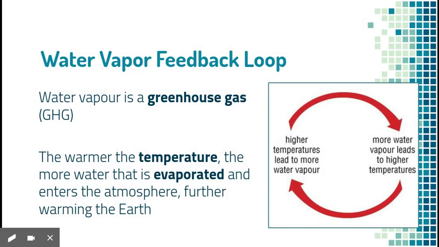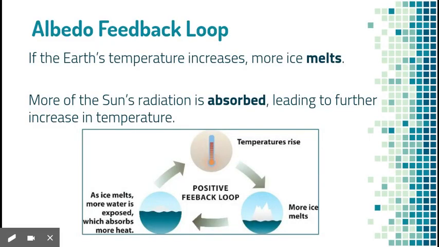This is an example of the water vapor feedback loop. Water vapor is a greenhouse gas. The warmer the temperature is, the more water is evaporated, and that enters the atmosphere, which makes the earth warmer. Okay? So the hotter the earth is, the more water vapor evaporates. The more water vapor that evaporates, the warmer the earth gets, which just makes it go and go and go. Okay, so that's a positive feedback loop related to climate change. Okay, the reverse is also true. So the cooler the temperature, the less water evaporates, the cooler the temperature gets, and so on.